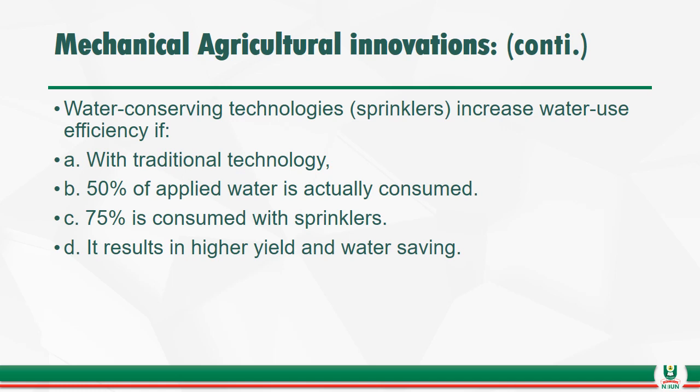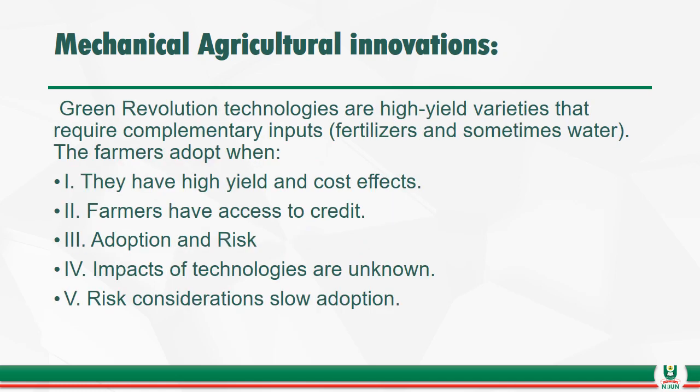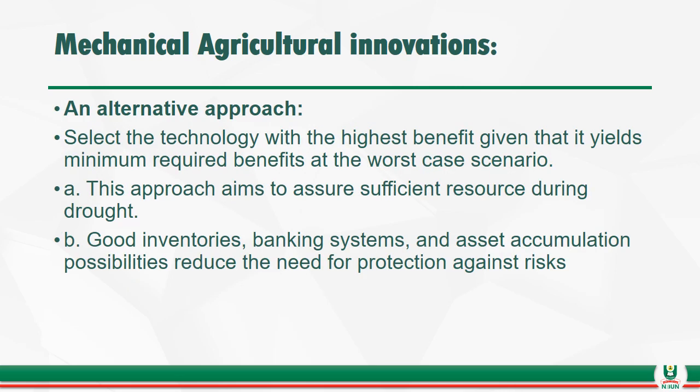And here we have 75% consumed with a sprinkler, and it results in higher yield and water saving devices. They talked about the green revolution technologies, which we say are high yielding varieties, and we want to adopt that green revolution, when the green revolution affords us high yield and cost effects. Farmers have access to credit in this program, and there is adoption and the risk is low, and the impacts of technologies are unknown, and of course there are risk considerations. This risk consideration usually slows innovation.